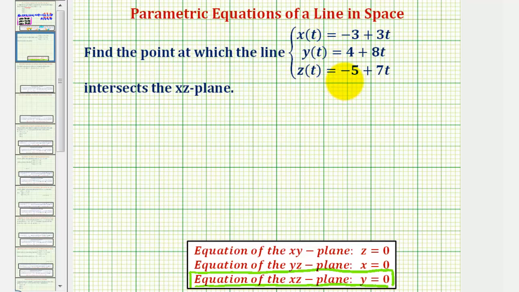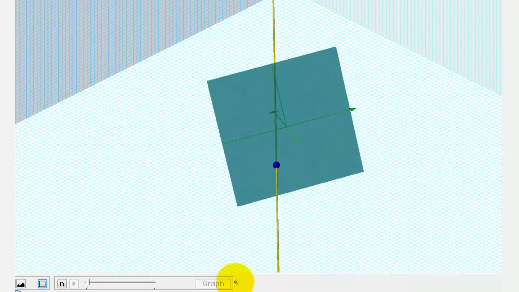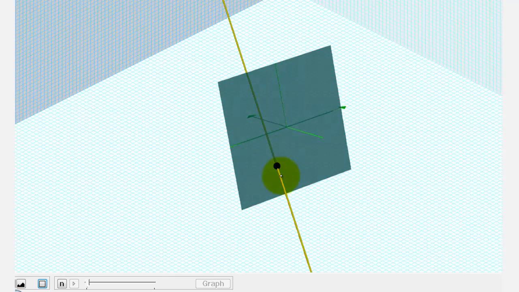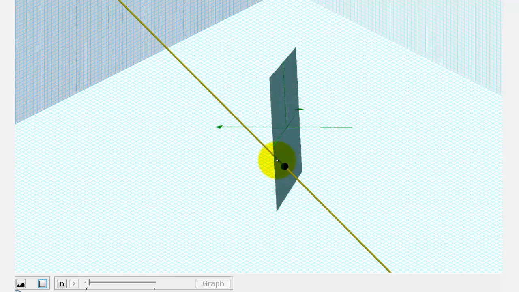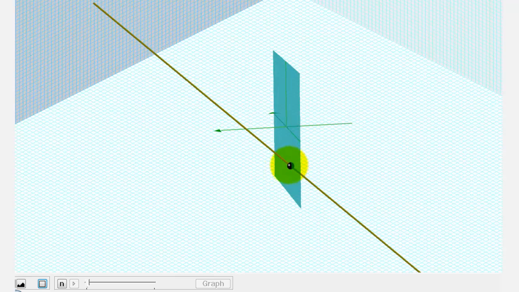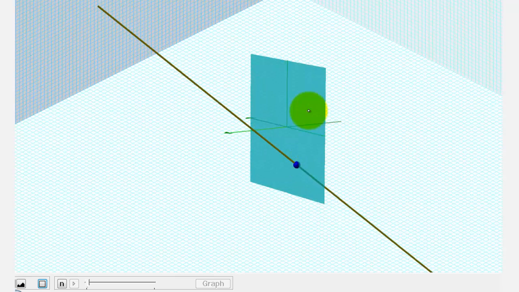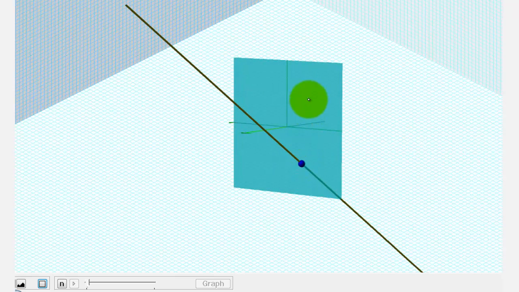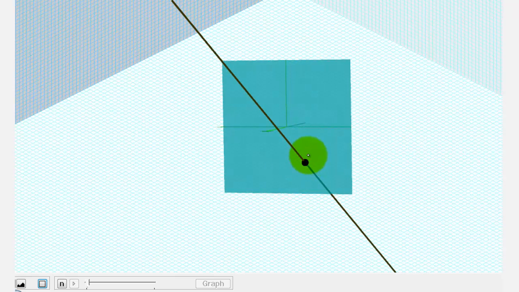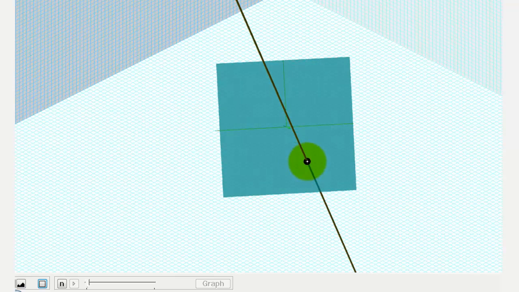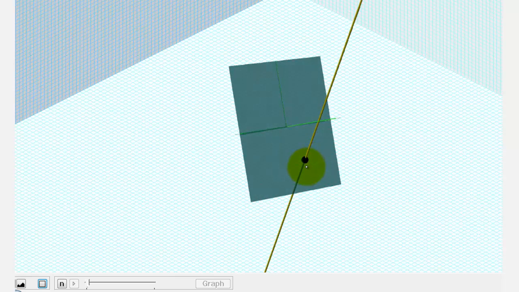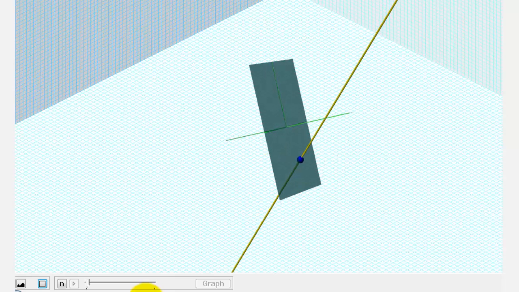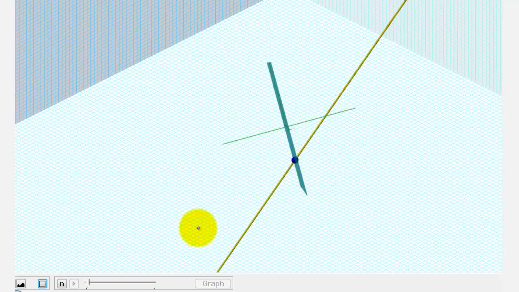But before we do this, let's take a look at the graph of the line and plane in space. Here we see the graph of the xz plane as well as the line given by the parametric equations. We're looking for the coordinates of this blue point here, the point of intersection of the line and the plane. And again, because this point is in the xz plane, the y-coordinate must be 0. So if we can find the value of t that makes this y-coordinate 0, we can find the x and z coordinates as well. So let's go ahead and find this point.